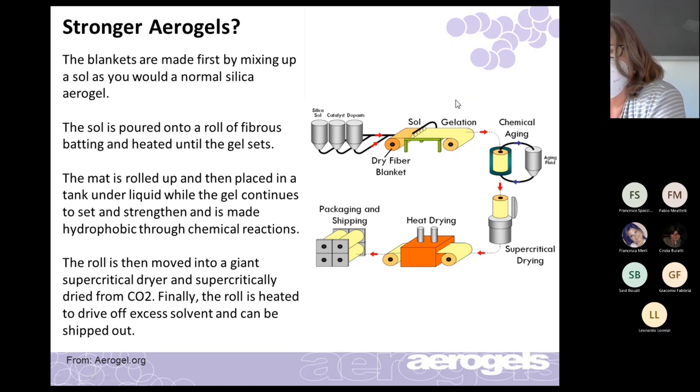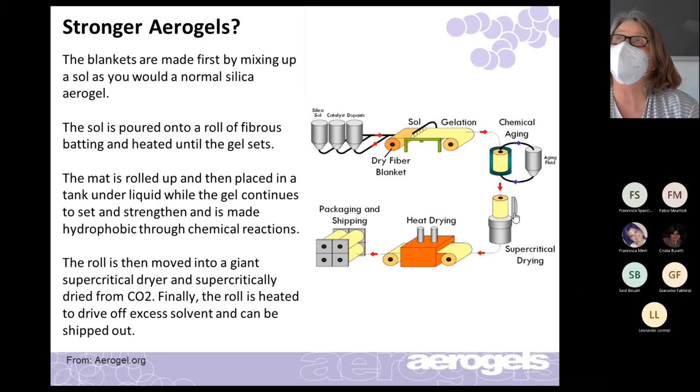What was unique about this is the ability to actually roll this thing up. You can't roll an aerogel, but you can roll a blanket. Then they roll it up and do supercritical drying in a big vessel. I have not visited this location, but many of my students have, and actually one is going to be working there.